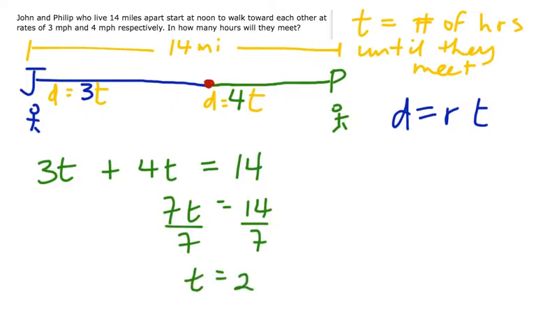I look back at my key. t is the number of hours until they meet, so t is 2 hours. And when I look back at my question and read the last line, in how many hours will they meet, I know that this is my answer. If it had asked at what time do they meet, I would have added those 2 hours to noon, and I would have gotten 2 p.m. So it's important to go back and read your question at the end. But that's it for that problem.